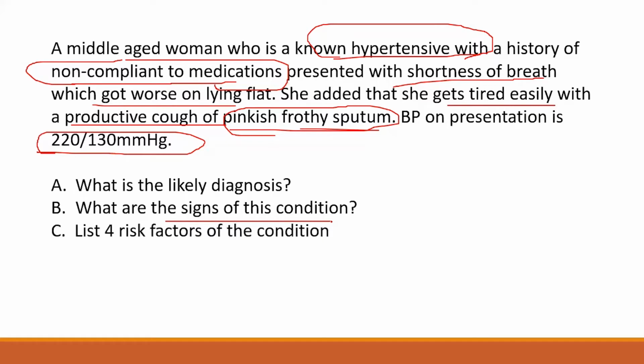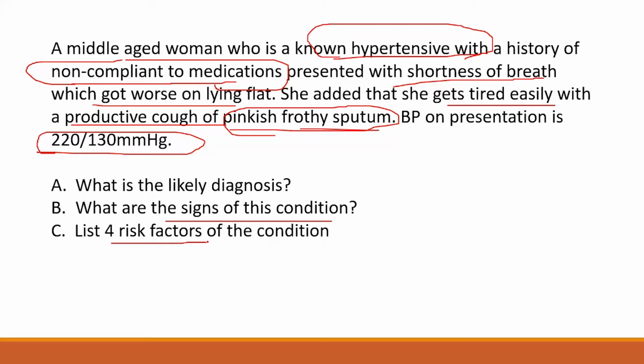Four risk factors of the condition. Yes, I know many people love to differentiate between modifiable and non-modifiable risk factors. Modifiable risk factors are things that you can actually change. The non-modifiable ones are things you cannot change, just like when you are born with it. Your race, you can't change it. That is who you are.